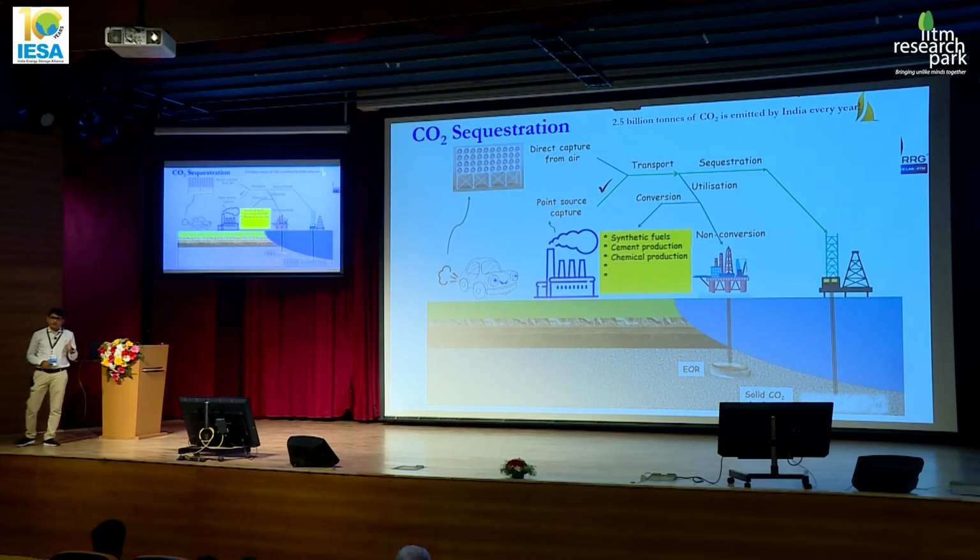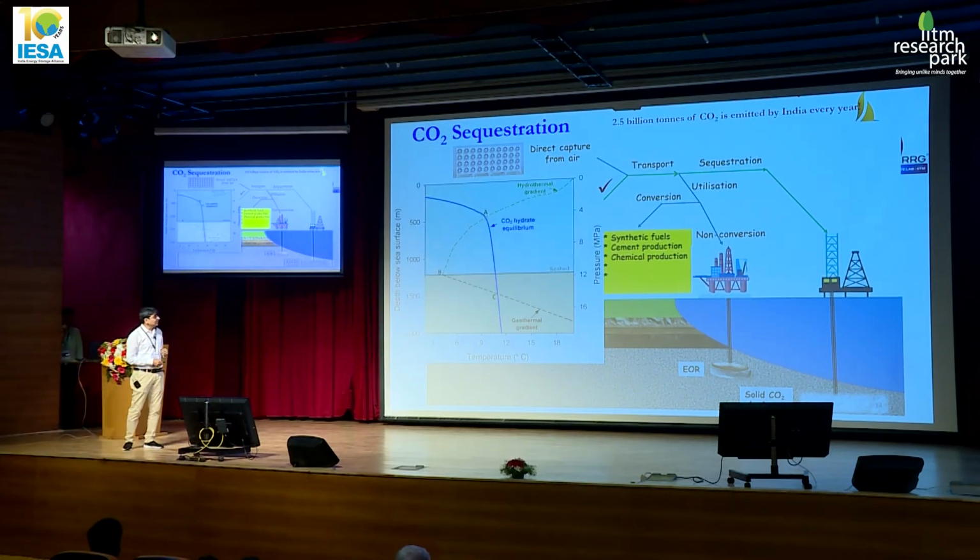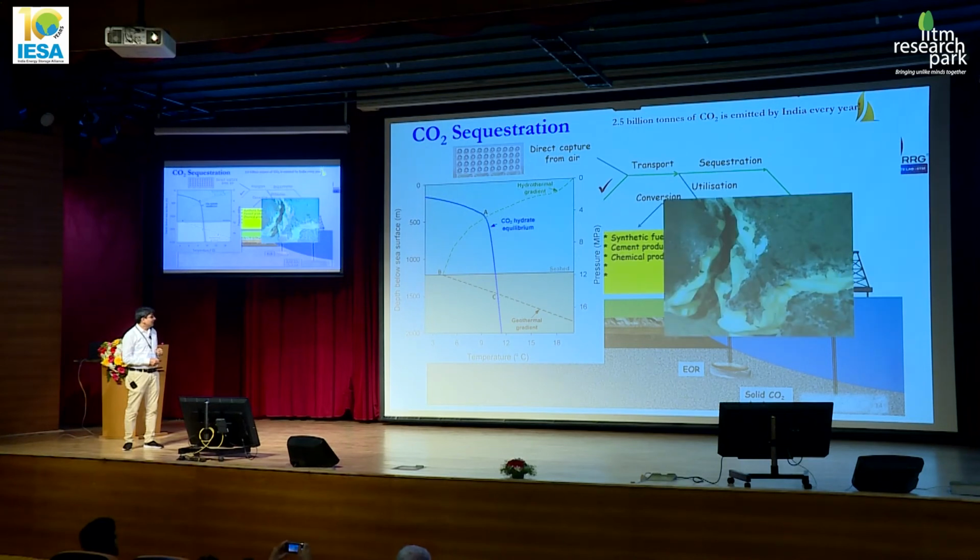I am not going to talk about utilization today, but what you can certainly do is sequester the CO2. I will show you this phase diagram over here. This is the seabed. This is the water height, and this is below the seabed. You see this is the geothermal gradient, and this one is the hydrothermal gradient. This is the phase diagram of CO2 hydrate. This is where hydrates will exist, and this is where hydrates will exist.